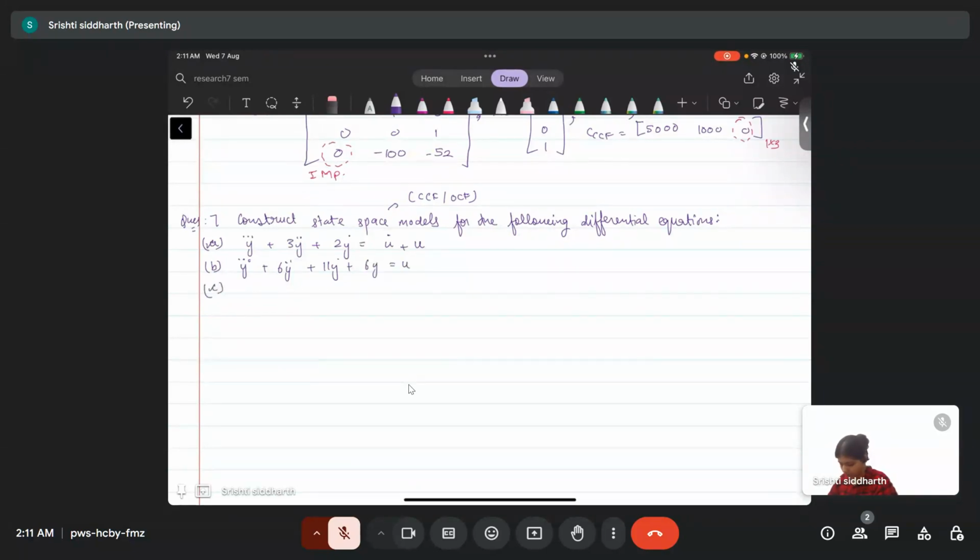And the last part is y triple dot plus 6y double dot plus 11y dot plus 6y equals, on the right hand side, all the derivatives of the input. By this I mean the third order derivative of u plus 8u double dot plus 17u dot plus u. Okay, so we have differential equations.